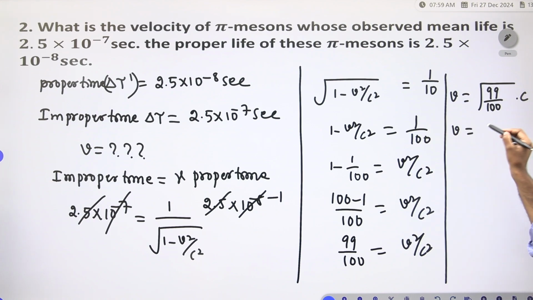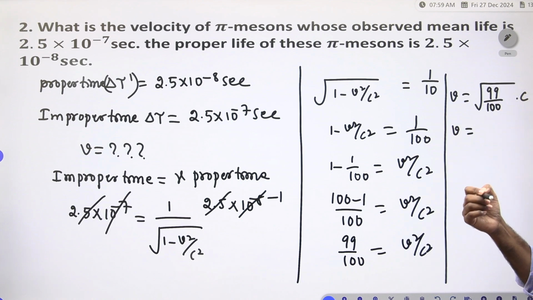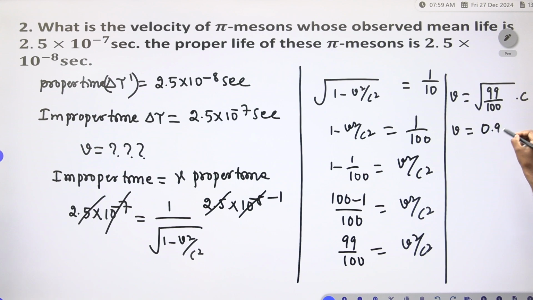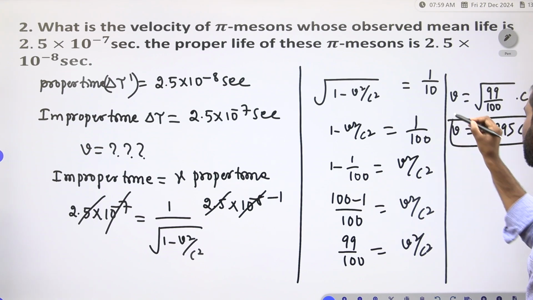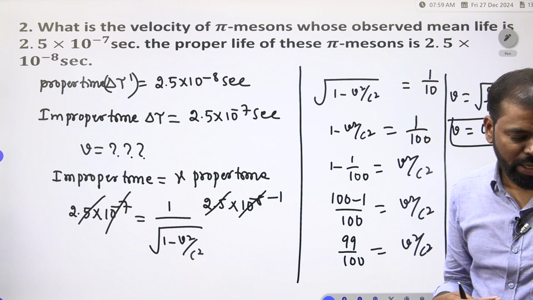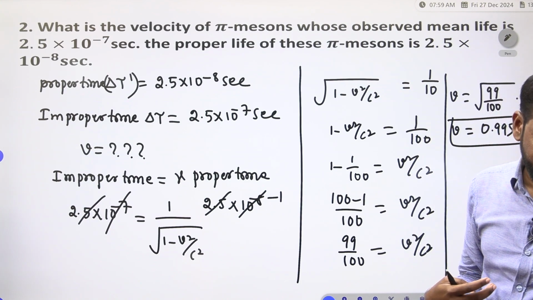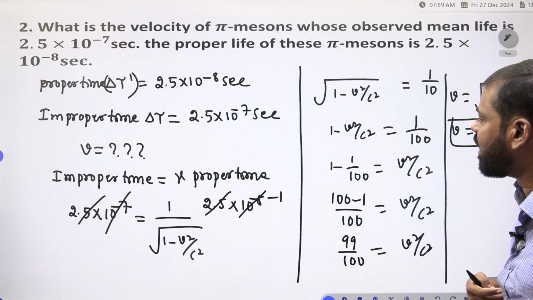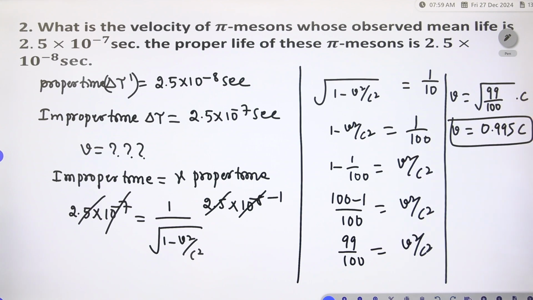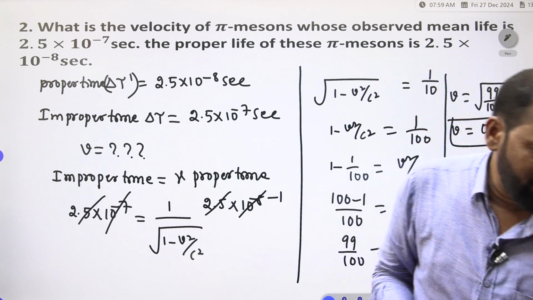How much do you get for this? You get 0.995 c. Like this you have to calculate in your competitive examination. This is the story about time dilation.